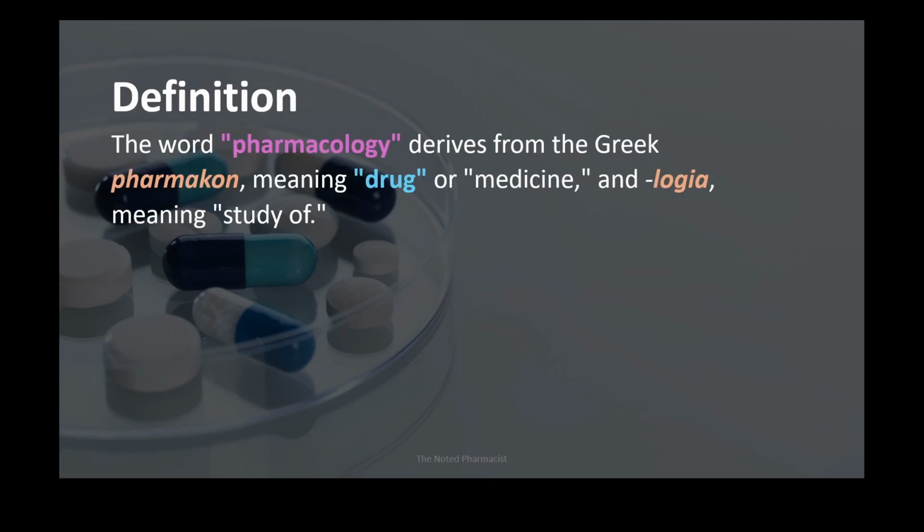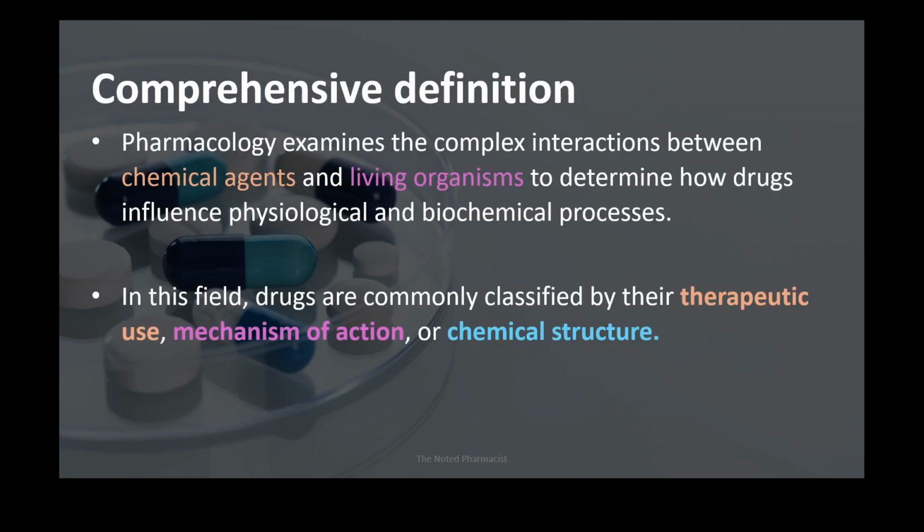Definition of the word pharmacology. The word pharmacology derives from the Greek pharmakon, meaning drug or medicine, and logia, meaning study of. Together, it signifies the study of drugs, including their effects, sources, and uses in medicine. A more comprehensive definition of pharmacology would be, pharmacology examines the complex interactions between chemical agents and living organisms to determine how drugs influence physiological and biochemical processes.